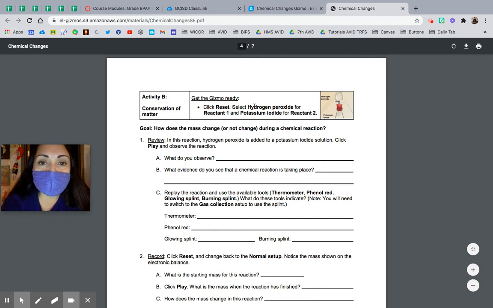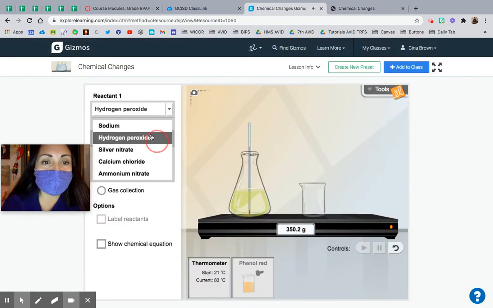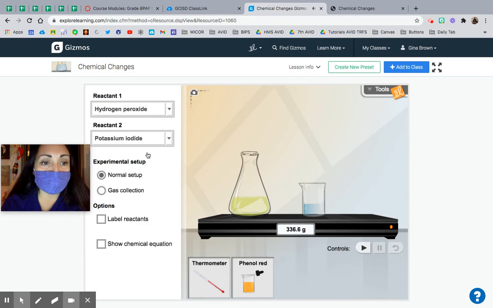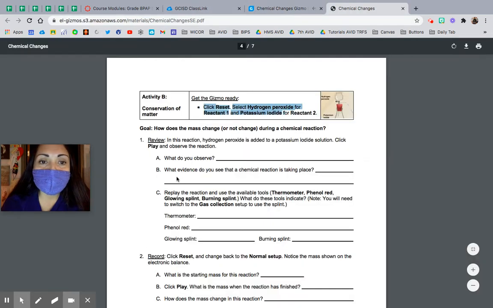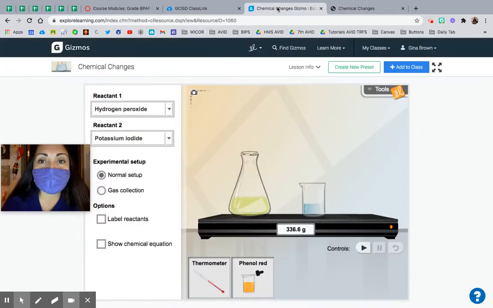So y'all are going to set up right here. It says click Reset and select hydrogen peroxide and potassium iodide as your reactants. Then the goal is to see how the mass changes or doesn't change during this reaction. So in this reaction, hydrogen peroxide is added to potassium iodide, and you're going to click play to observe the reaction. You're going to record what you observe. Of those observations, what evidence do you see of chemical reactions taking place? And then you're going to do this part, but I'll talk about that in a minute.